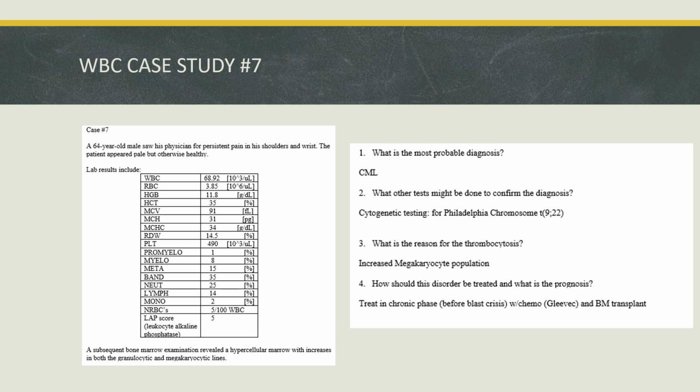If this was a leukemoid reaction, we probably wouldn't have hypercellular bone marrow. We might see an increase in granulocytic precursors just because there is an increased production based on need, but that wouldn't really necessarily give us an increase in the megakaryocytic line. So our most probable diagnosis, oh, wait, I forgot to give you the LAP score. Sorry about that. So our LAP score is going to be 5.